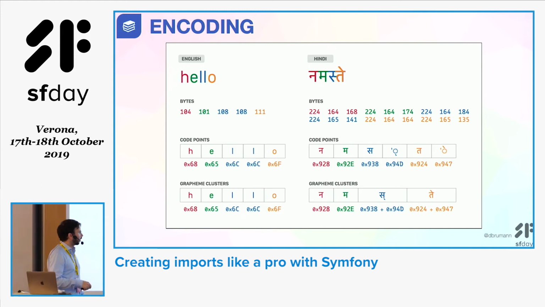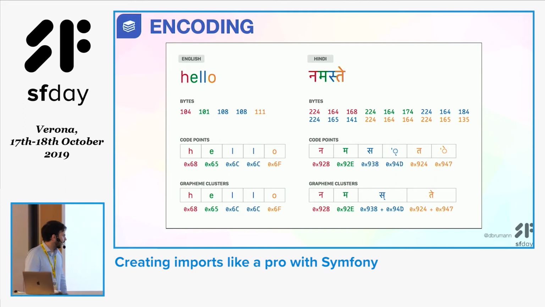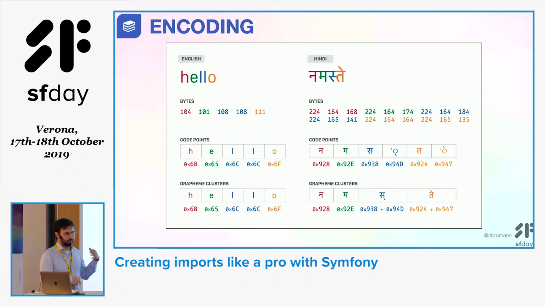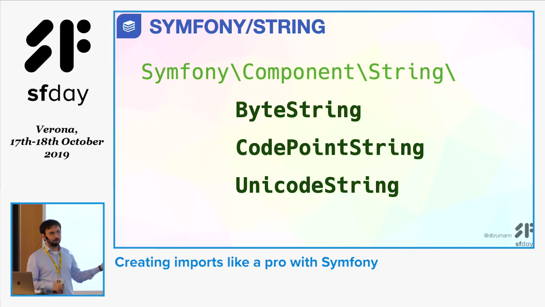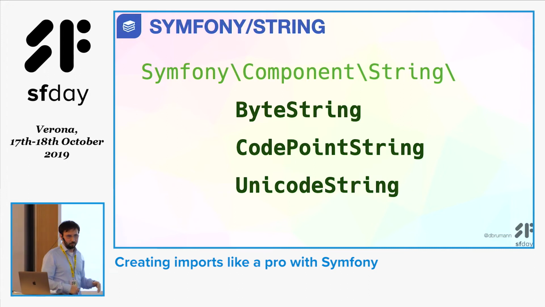And on the code point table, you can actually have stuff like this, where two code points will make up one object by combining them. And at the very end, you have the grapheme cluster. This is basically what you want to have, your Unicode encoded string. And Symfony string provides you an abstraction for all these three layers of a string.